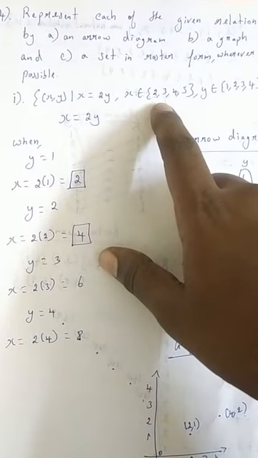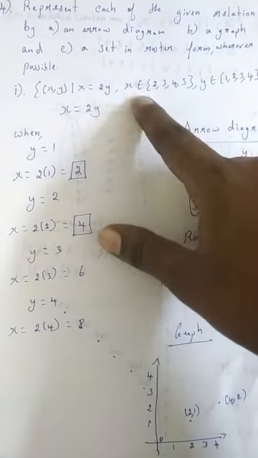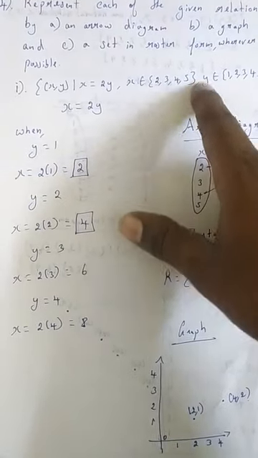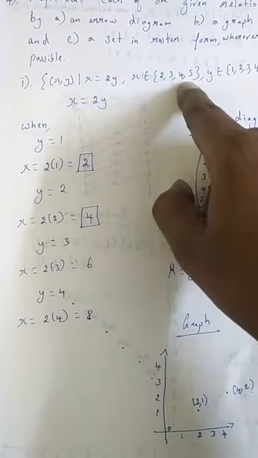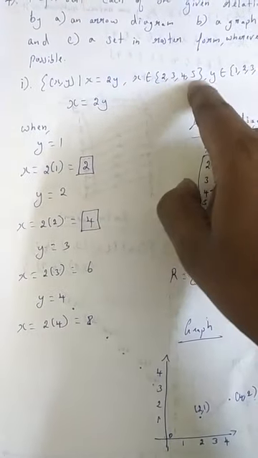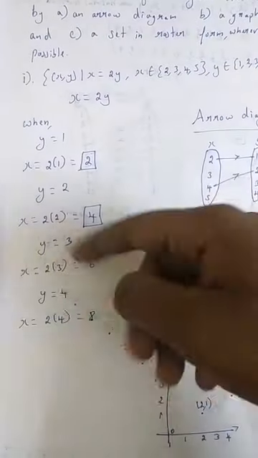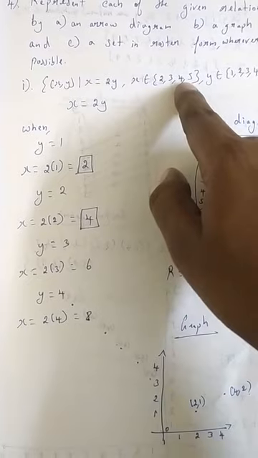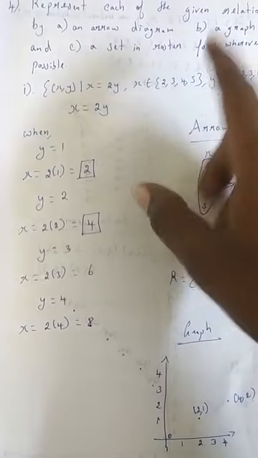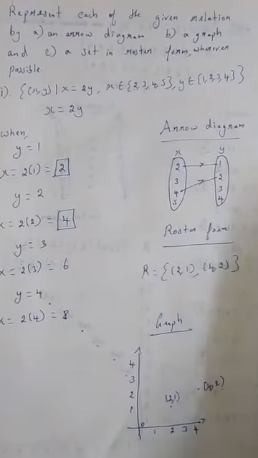So we found out 4 x values. But if you look at the values of x given in the question, 2, 3, 4, 5, only 2 values are here in x. That is 2 and 4. Other 2 values are not here. So here we have 6 and 8. It is not in this set x. Right? So now we are going to draw the arrow diagram.